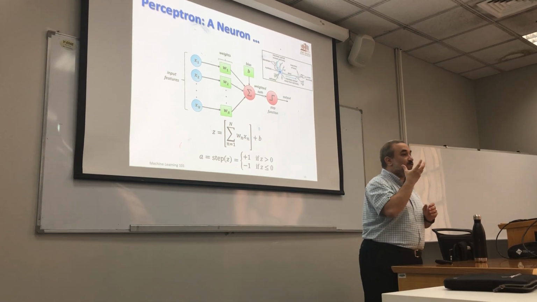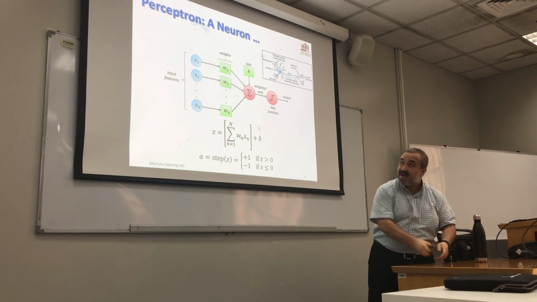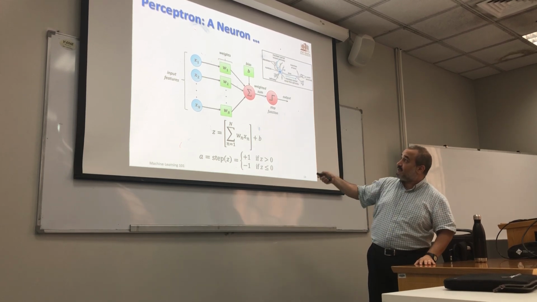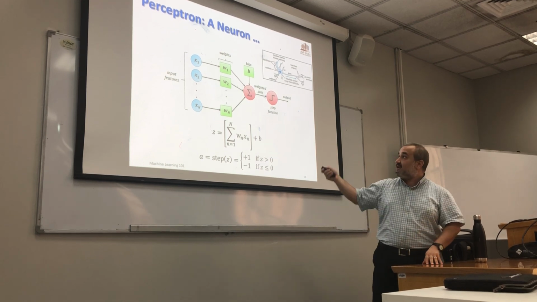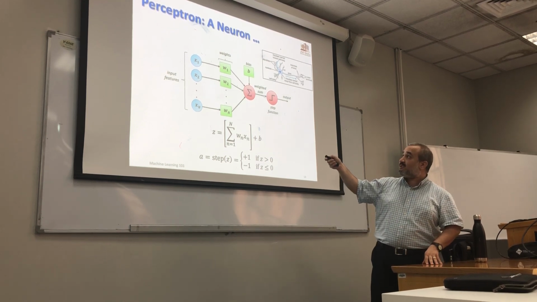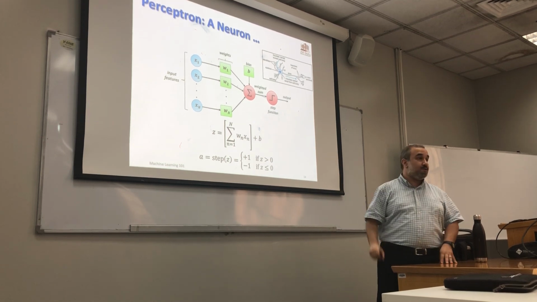Now, where is the model? What we called the model before will be represented by these weights and this bias, the values that show how strong the connections are to the neuron.